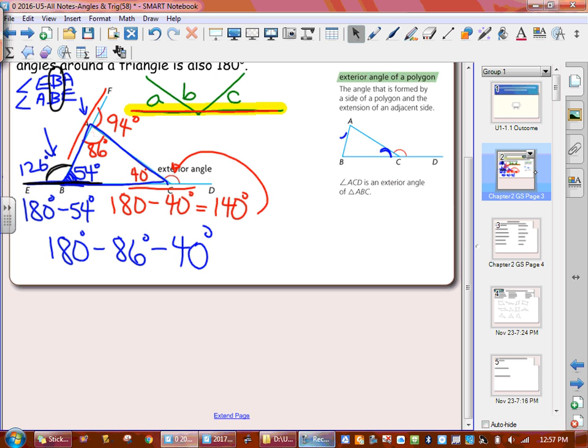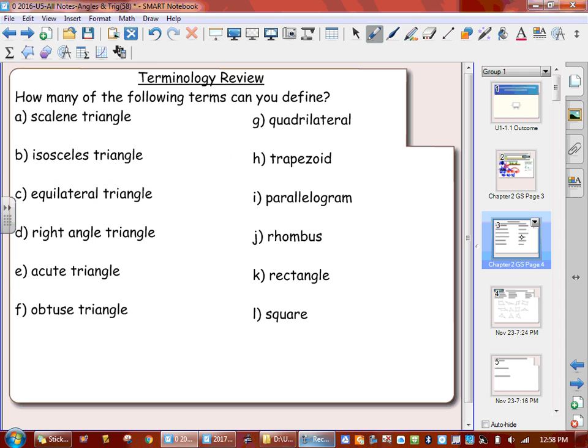Okay, so we were talking about interior versus exterior angles. So the interiors are the guys on the inside, obviously, okay? And the exterior are outside. Okay, we need to know some definitions. So we're going to draw some objects and we're going to write some definitions.